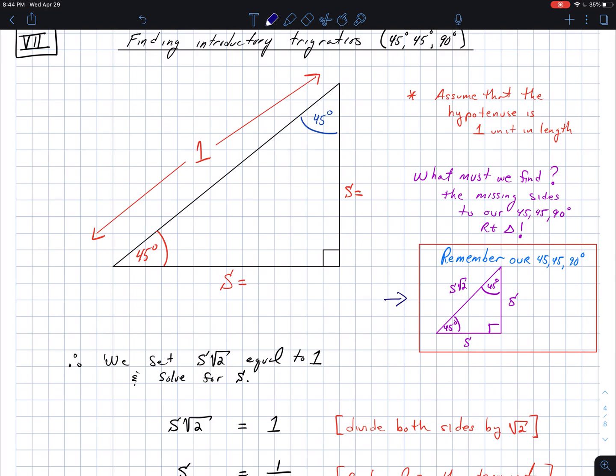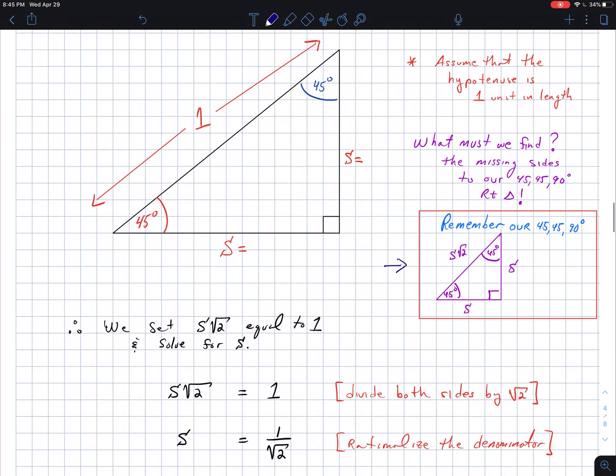So we know the hypotenuse is 1, and we know the hypotenuse of this special right triangle is S root 2. So what we are going to do is set those two things equal to each other. We're going to set the S square root of 2, which is the hypotenuse for our special right triangle, equal to the value located within the example of our special right triangle, which happens to be 1. And then we're going to solve for s.